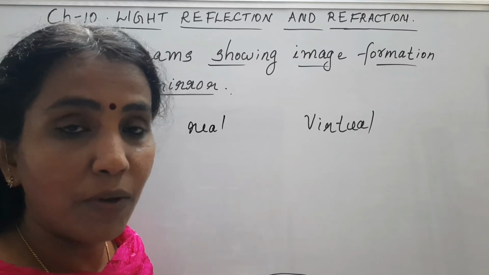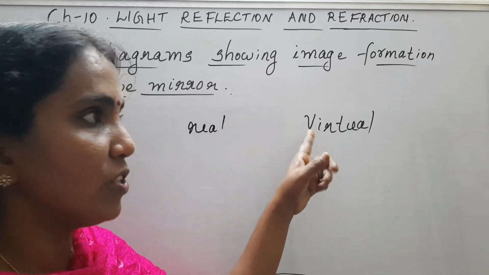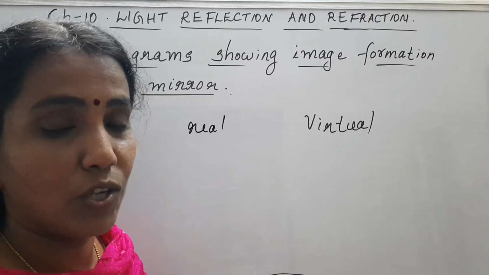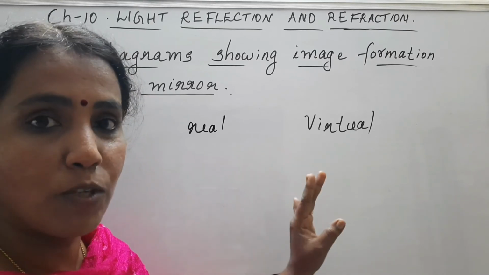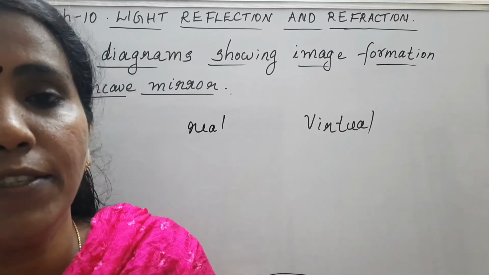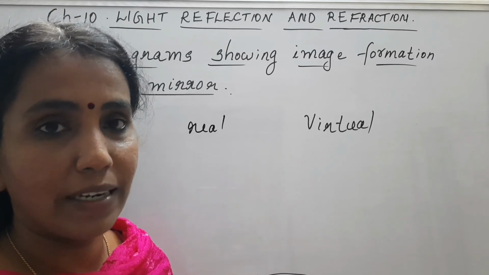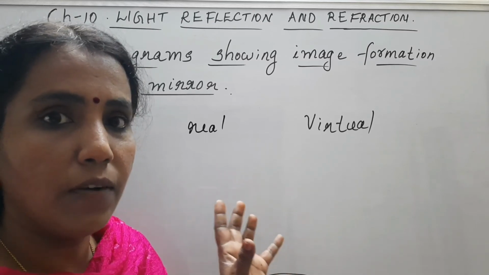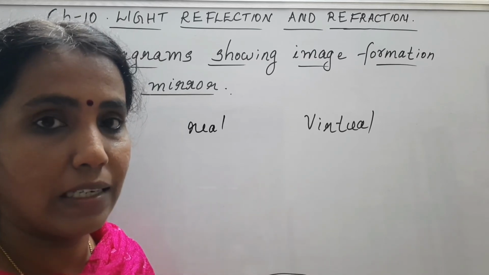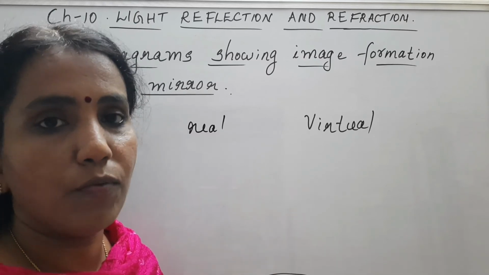The images which can be focused on a screen are called real images, and the images which cannot be focused on a screen are called virtual images. I think you remember the image formed by a plane mirror is a virtual image. Now, in the case of concave mirror, yesterday we discussed the nature of reflected rays. If the different reflected rays actually meet or intersect at a point, a real image will be formed.